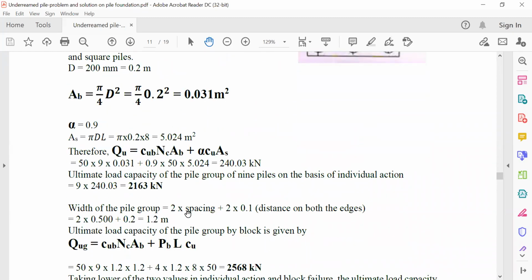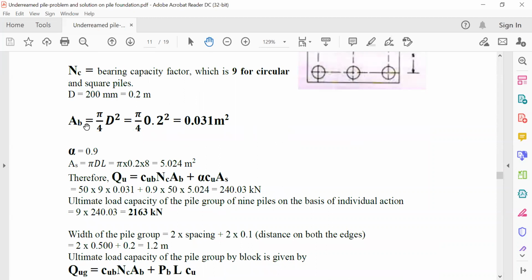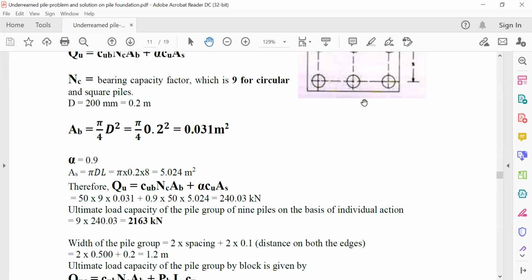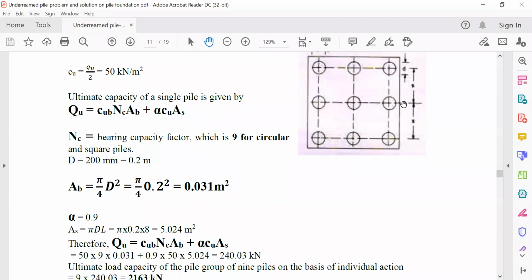Width of the pile group will be 2 into spacing plus 2 into d by 2. d is the diameter of the pile, which is 0.2 meter. So 0.2 meter अगर diameter है और center to center spacing यहाँ s है ये, और यहाँ से s है, तो 2s हो जाएगा, और ये हो जाएगा d। एक्चुअली यहाँ गलत फिगर, this is capital D because capital D हमने यहाँ लिखा है, तो यहाँ d by 2 हो जाएगा आधा के लिए, और यह आधा के लिए d by 2 हो जाएगा। So 2s plus 2 into d by 2.